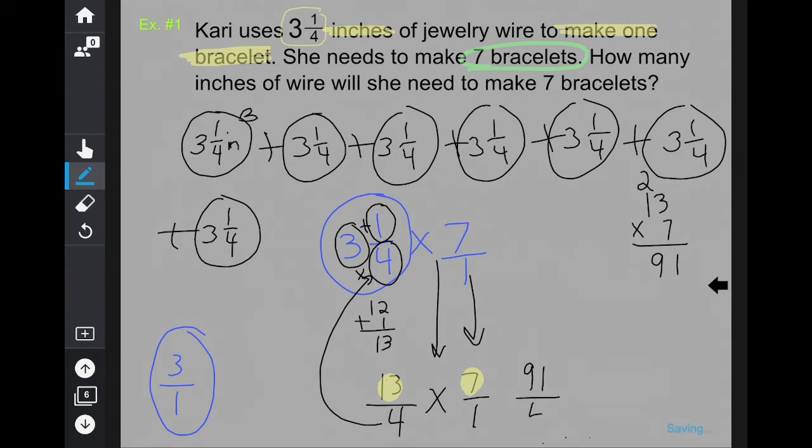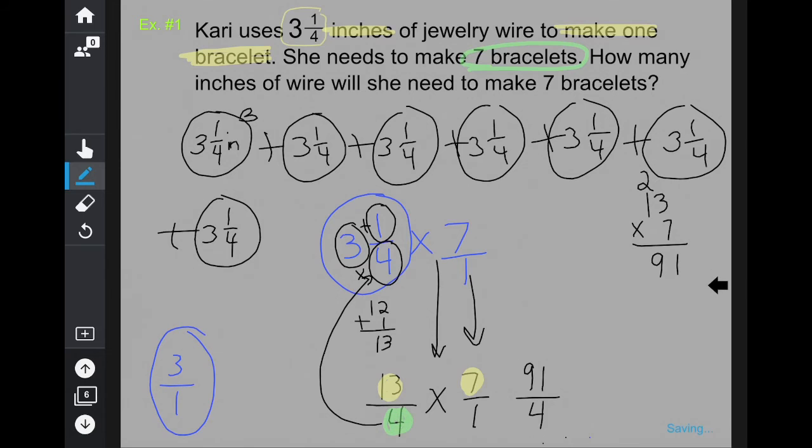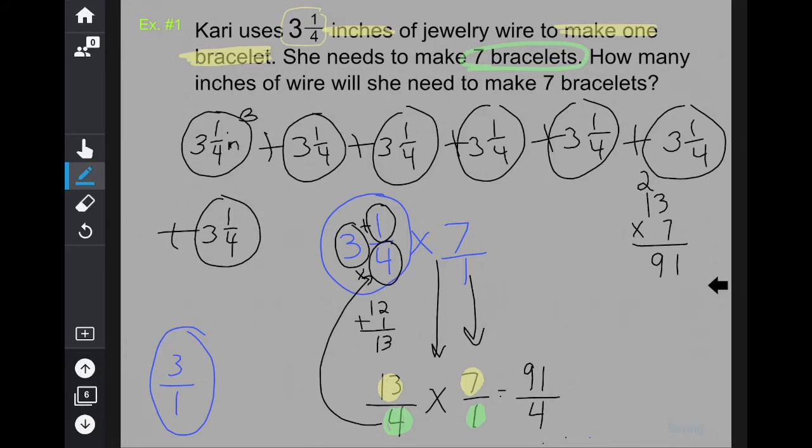And then 4 times 1 is 4 because you have to multiply the denominators. My denominators again are 4 and 1. 4 times 1 is 4. So 13/4 times 7 over 1 gives me 91 over 4. Now I need to simplify. That is the last step. So 91 over 4 is like saying 91 divided by 4.